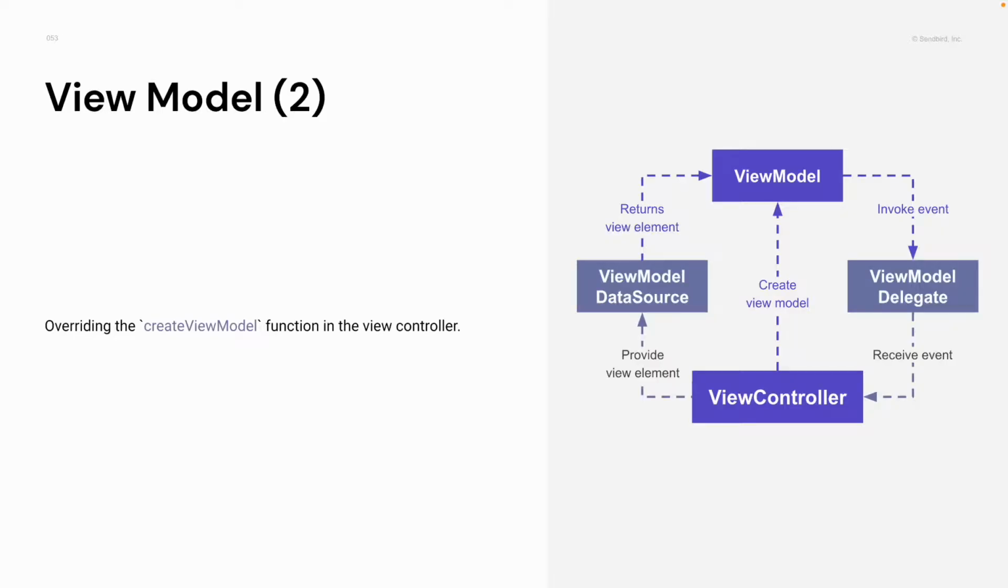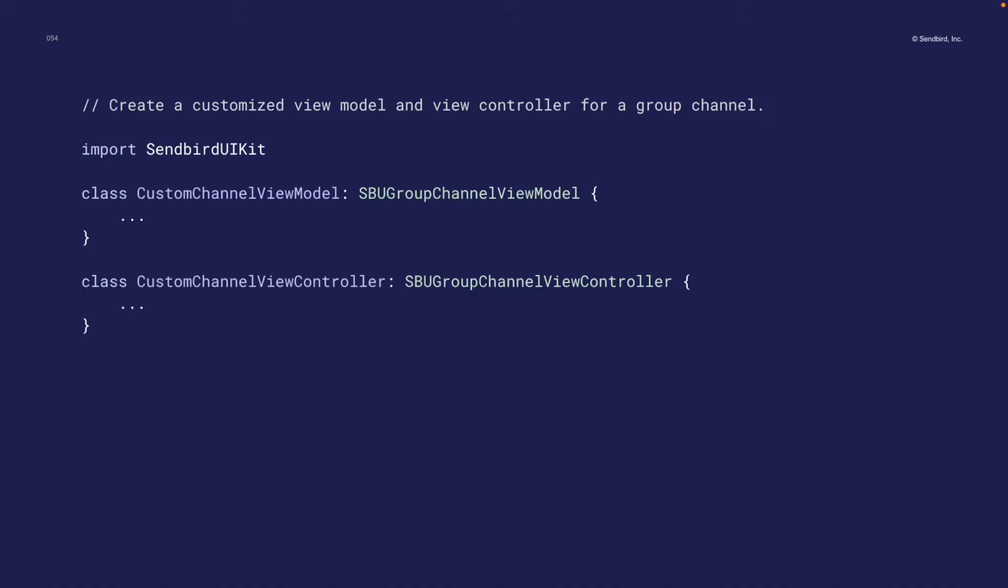The second way to customize the view model is overriding the create view model functions in the view controller. Then you can customize the time when the events are invoked and the actions when the view controller receives events. Here's the code snippet. First, you need to create your own channel view model class, which inherits from SBU group channel view model. Second, please create your own channel view controller class, which inherits from SBU group channel view controller.